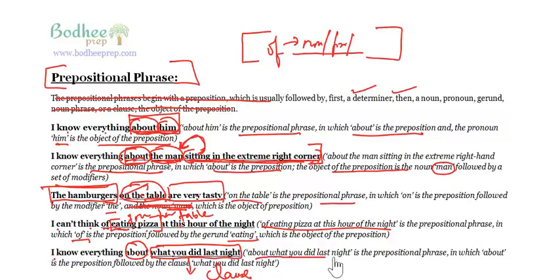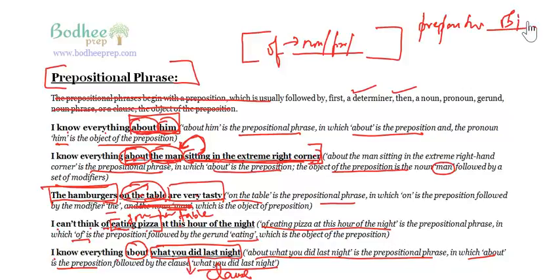So about what you did last night is the prepositional phrase in which about is the preposition followed by the clause what you did last night, which is the object of the preposition. So basically what happened, you have a preposition, and after the preposition you have the object of the preposition, because immediately after the preposition there has to be an object.